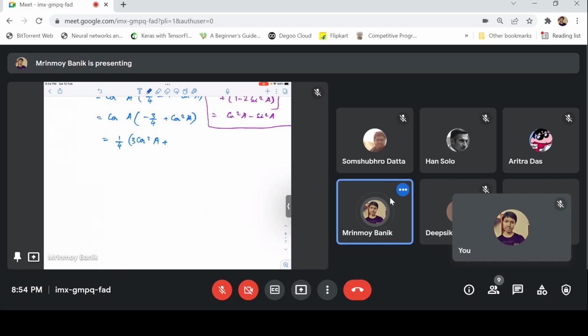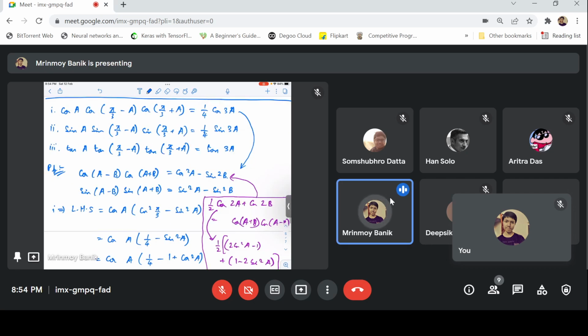So yeah, this is 3 cos a minus 4 cos cube a. This equals cos 3a. And similarly, we can prove the sine one also. And dividing the first two, we get the third one.